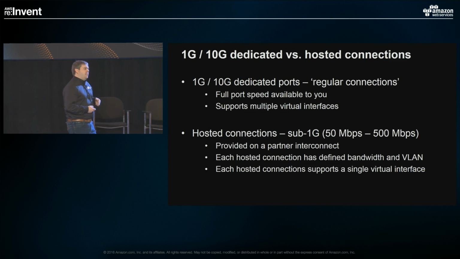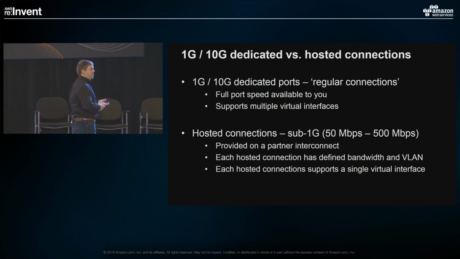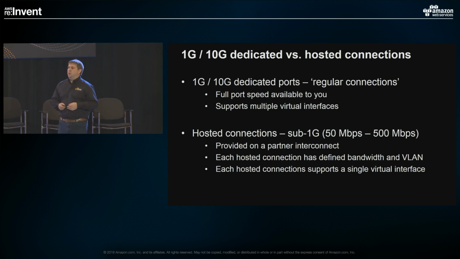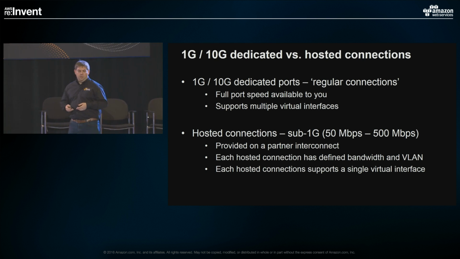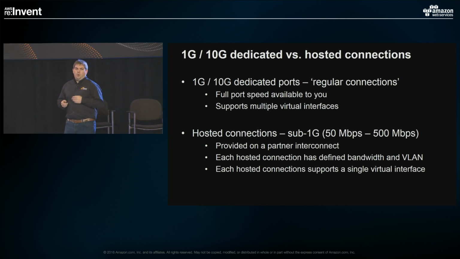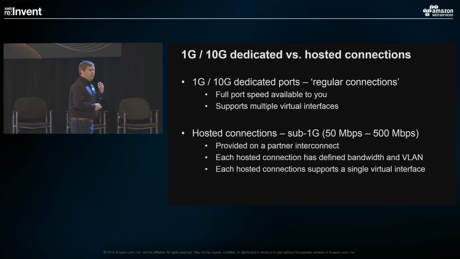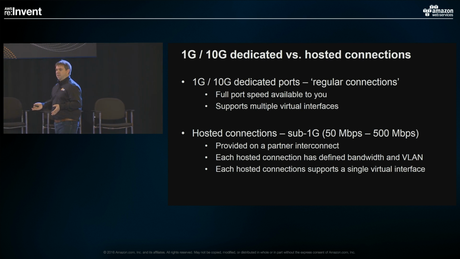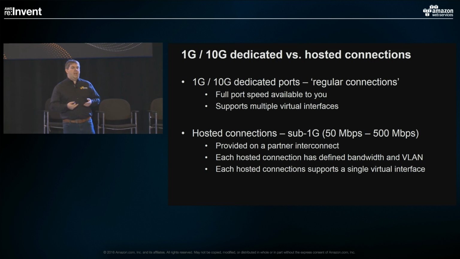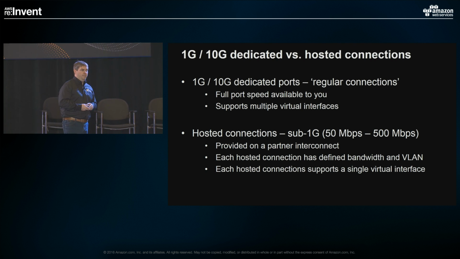So I said there that this is a dedicated connection, a 1 gig or a 10 gig port. Well, what if you actually want a lesser amount of bandwidth? I just wanted to clarify here the terms that we use. A 1 gig or a 10 gig port is fairly clear. It's a port on a router that now is assigned to you, and you connect into it. You get the full port speed available for your use, and you can configure as many virtual interfaces, public or private, on that connection as you need.